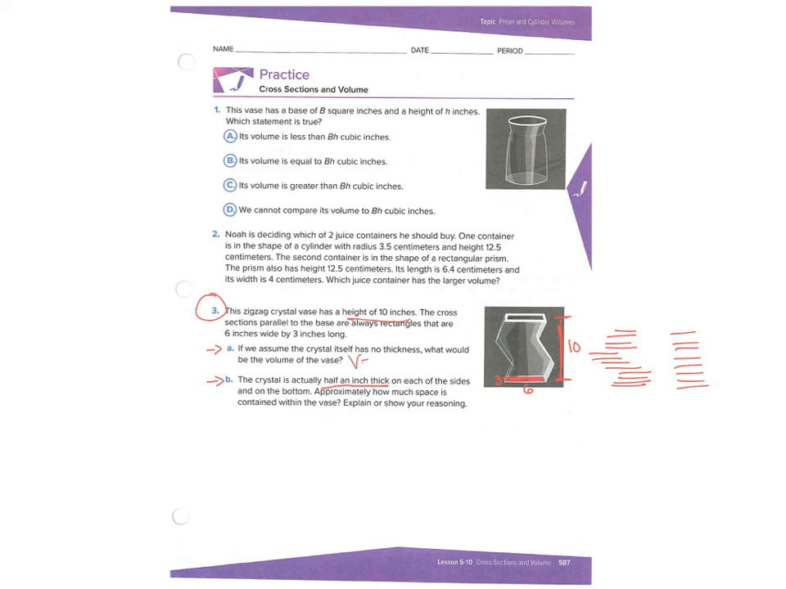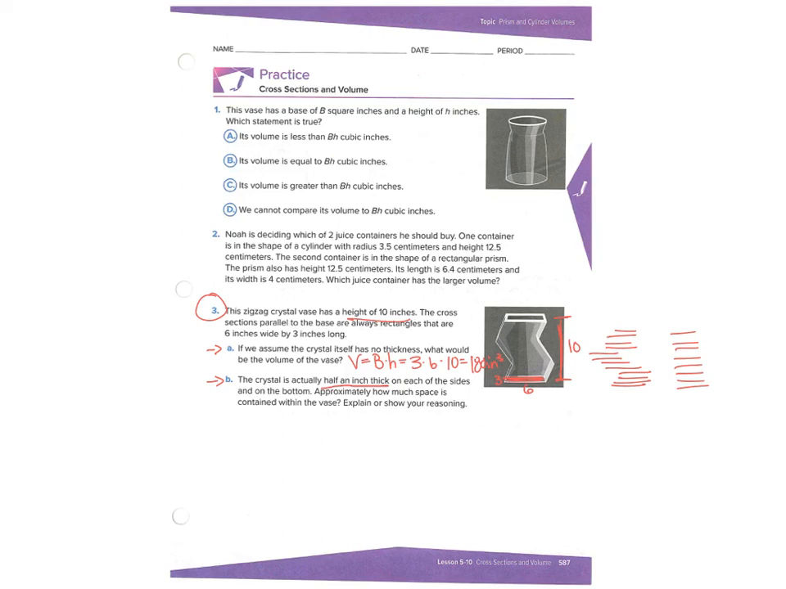So volume equals the area of big B times H, or in this case, since it's a rectangle, it's 3 by 6 times the height of 10, which in this case would give me 180. And is this inches? Sorry, I'm writing into the gray area. I hope you can see that. Inches cubed.